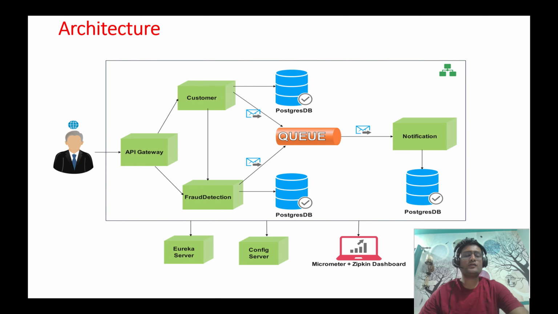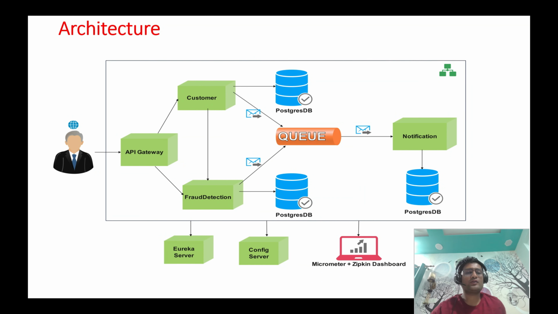Hi guys. So we'll look at the architecture which we are going to follow along with this course. We'll be following this particular architecture in which our end users will be talking to API gateway. API gateway is basically the project which will be handling the external requests. External requests coming from the internet are not directly hitting our customer or fraud detection service. They will be routed through this API gateway.